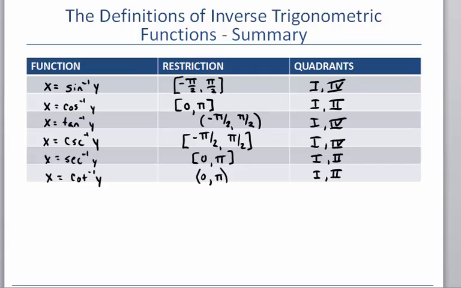So now we have defined all 6 of the trig functions. We know how to restrict the domain for each one, and we know which quadrants that restriction of the domain is going to include on our graph.